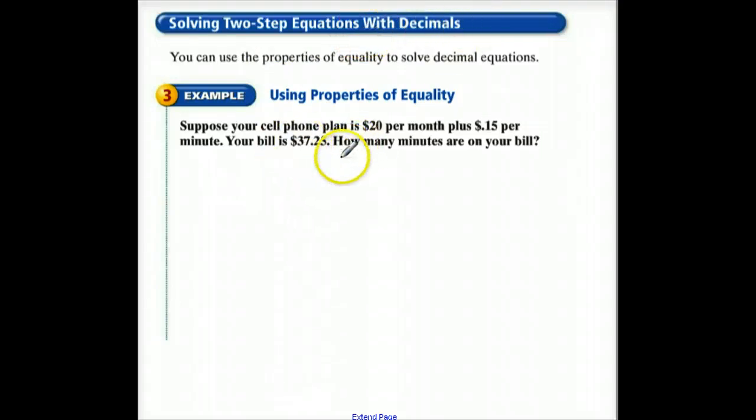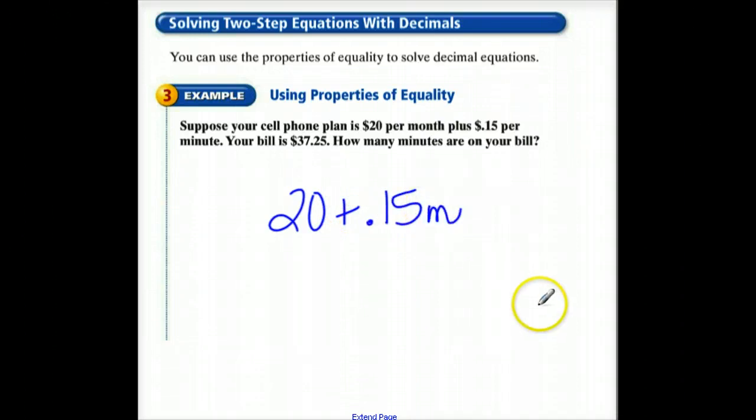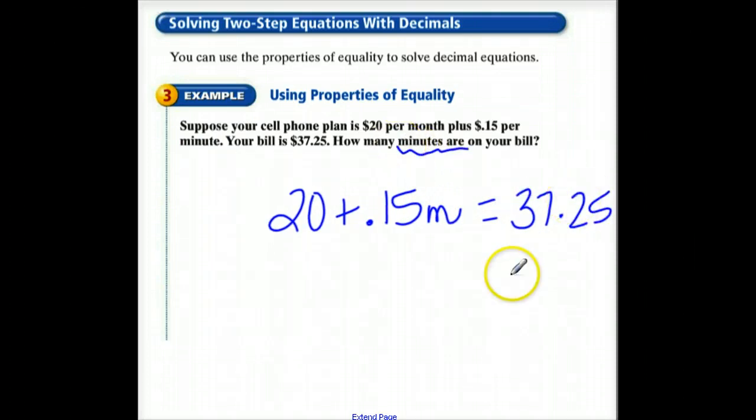All right, the final example is doing a two-step equation with decimals. So I'm going to read this problem, we're going to write an equation and solve. Suppose your cell phone plan is $20 a month. You pay $20 a month plus 15 cents per minute. I'm going to use M for minute. Your bill 1 month is $37.25. How many minutes did you call on that bill? So every month you pay the $20 fee and 15 cents per minute. This particular month you paid this much money. We want to solve for M.